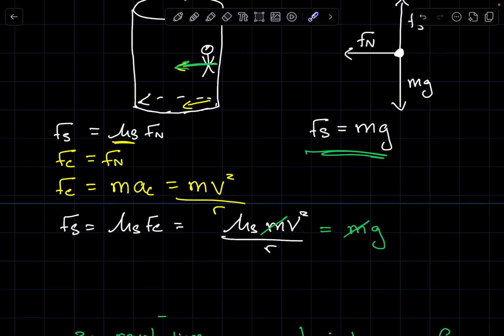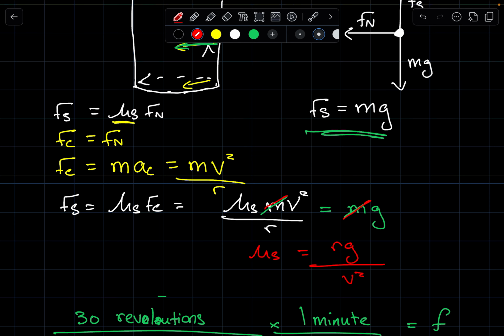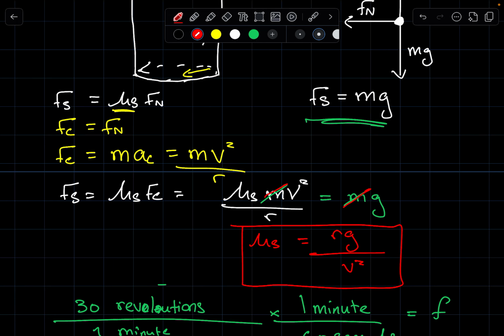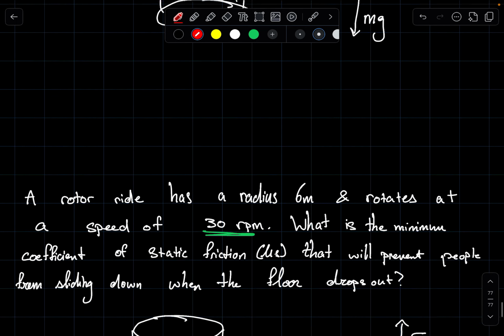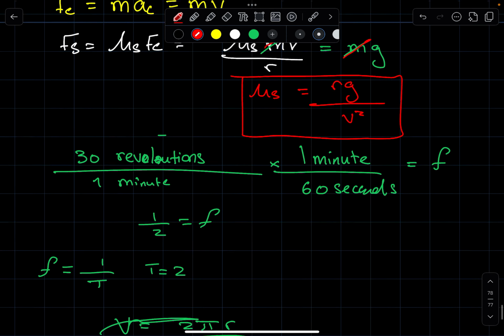We cancel out the m's and we get mu s v squared over r equals g. We derive then, since we're solving for mu s, we get radius times gravity over v squared is mu s. Let's remember this one.